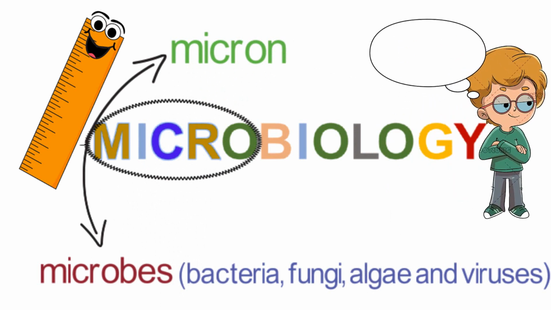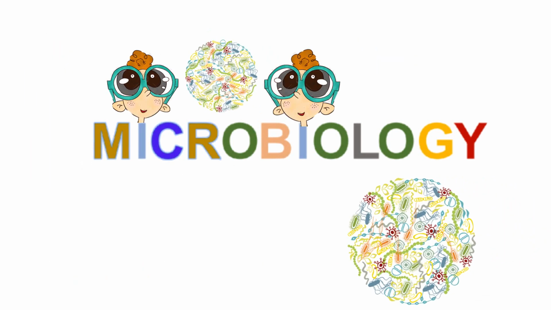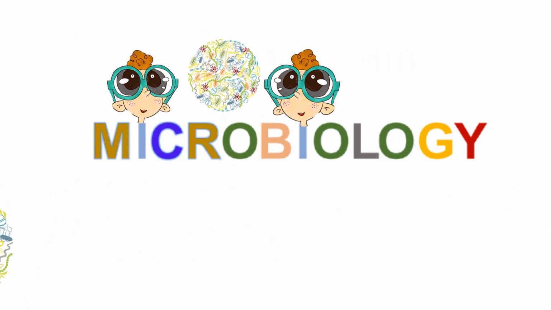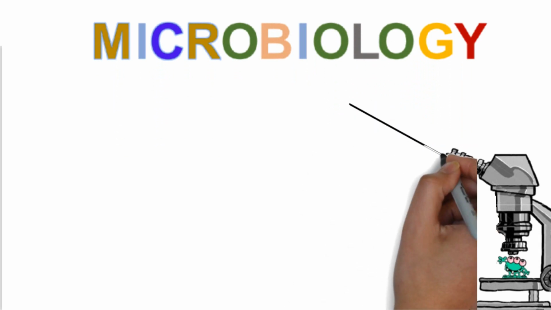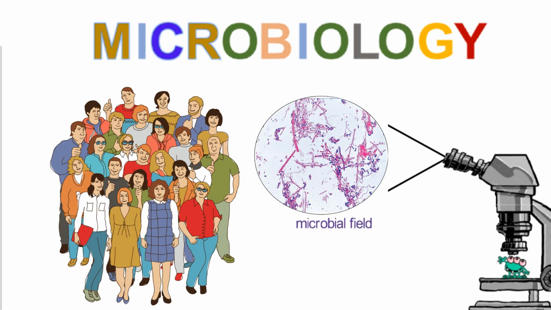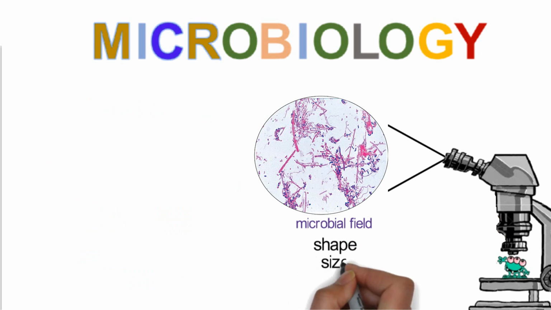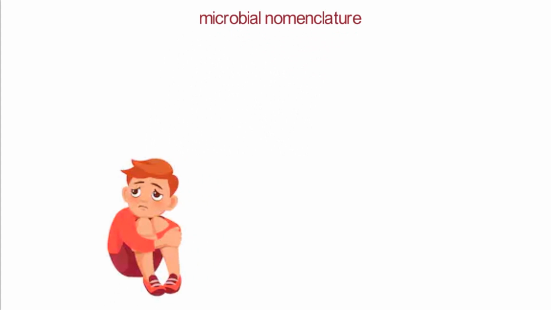I would like you to imagine how tiny those microorganisms are. If you divide 1 millimeter from this ruler into 1000 parts, each part equals 1 micron. So microbes are very small, and you need to magnify them via a microscope for studying, as shown in this microbial field under the microscope. Just as there are differences between people, there are also differences between microbial cells in shape, size, and arrangement. Microbial nomenclature is very complicated.